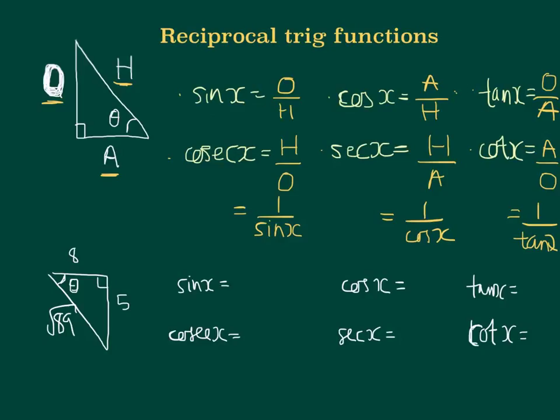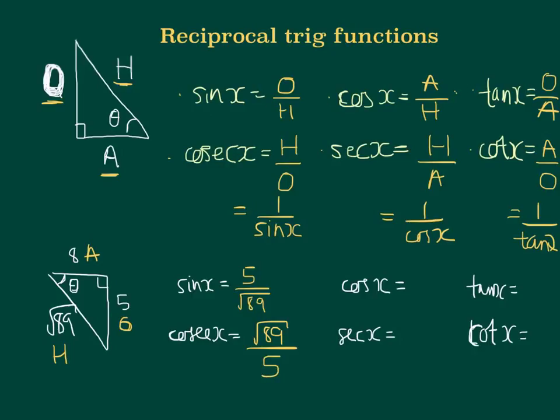as the hypotenuse. So sine x is going to be the opposite over hypotenuse, so if we label these, this one's opposite, this one's adjacent, and this one's the hypotenuse. So sine x is going to be 5 over square root of 89, which means that cosec is going to be the reciprocal, which is root 89 over 5.